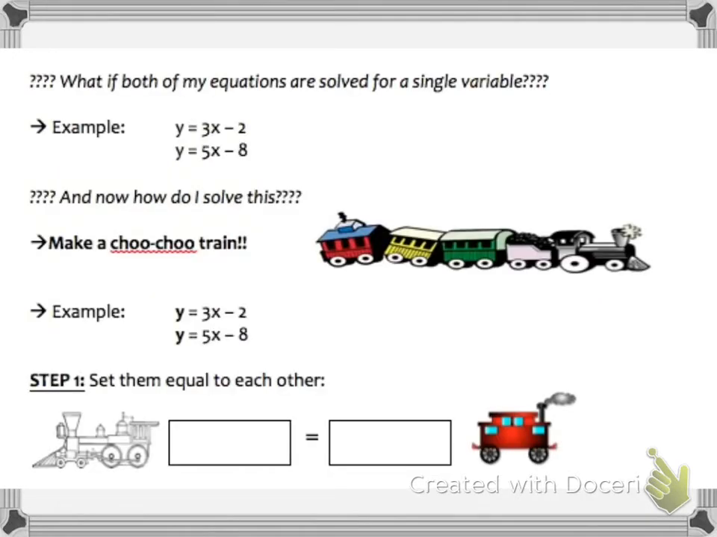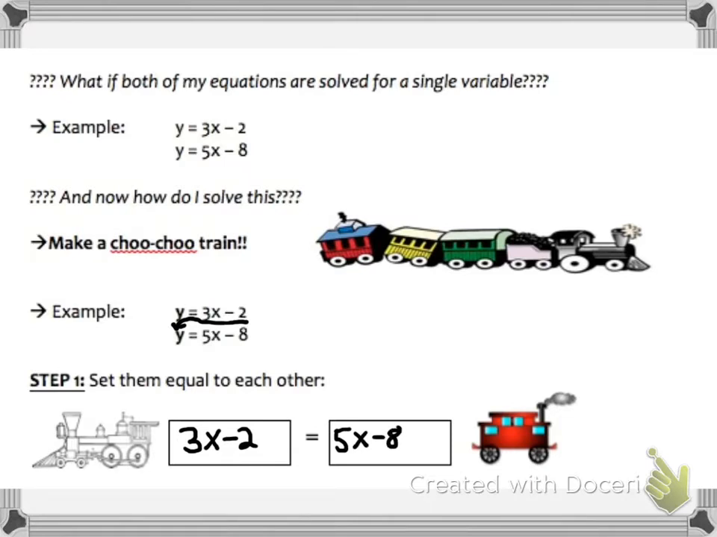Well, what if both my equations are already solved for a single variable? Then what do I do? Well, we can do what we call making a choo-choo train. Since they're both saying y equals, in this case y equals 3x minus 2 and y equals 5x minus 8, if I know what y is equal to, and in this case the first one's equal to 3x minus 2, I can plug it in for the very first y in the second equation, and I get an equation that says 3x minus 2 is equal to 5x minus 8.